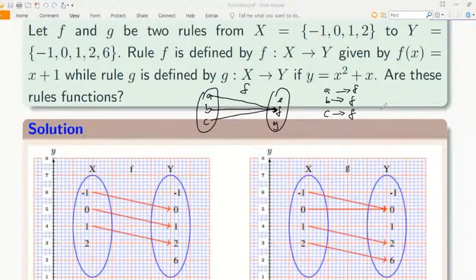But look at this other case. A, B, C and E, F, G. A has that image, B has that image, and C has no image. So this is not a function G here, because C has no image. I'm just trying to help you understand the definition.